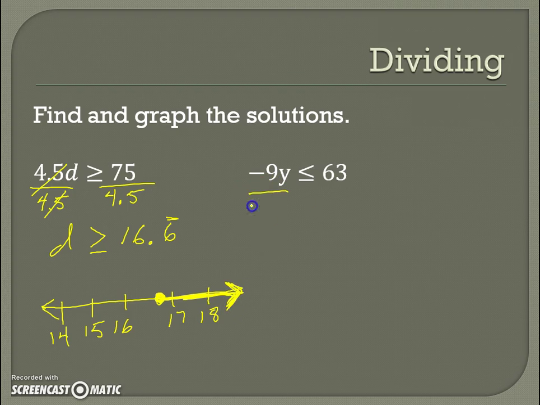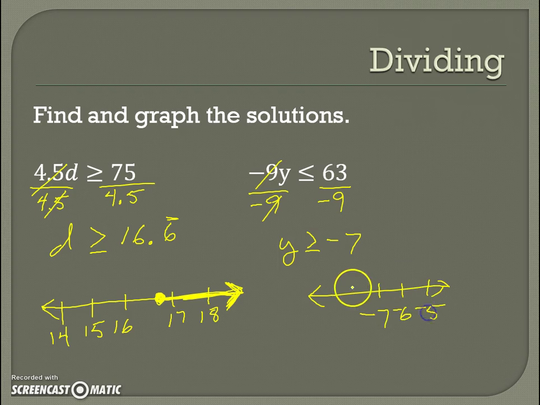Over here, I'm going to divide by negative 9, divide by negative 9. These cancel. I'm left with y. Switch the sign because that 9 is negative, so it is now greater than negative 7. So I go and I graph my solution. Negative 8, negative 9. It is a closed circle. And it is also going off here to the right.